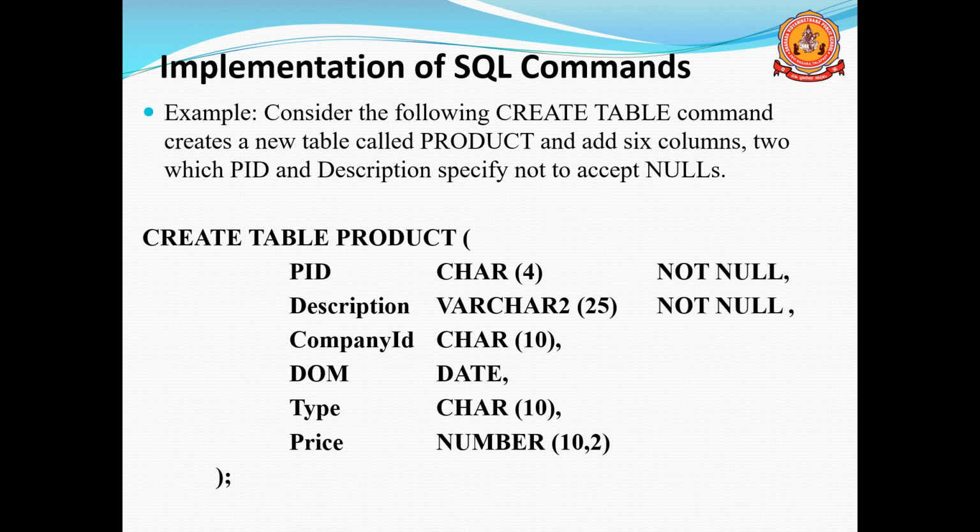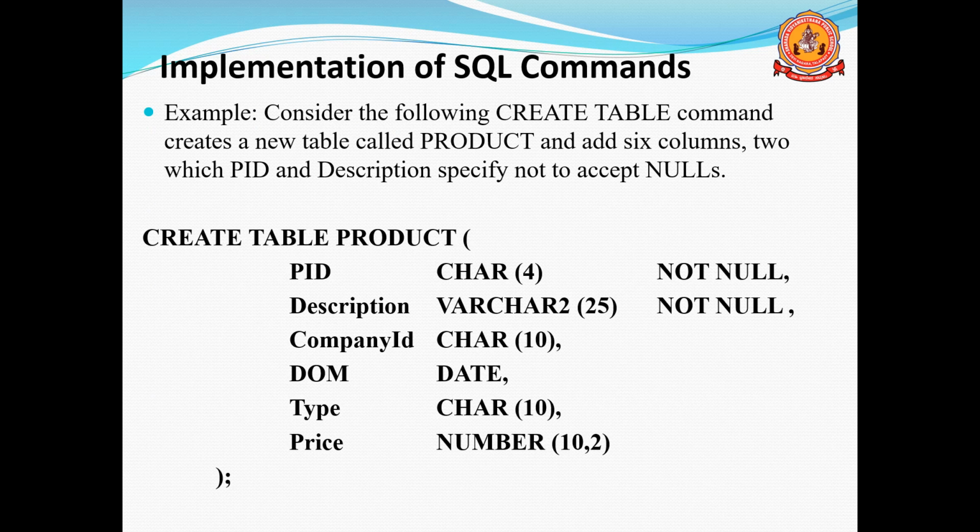Here is the example. Consider the following create table command. It creates a new table called product, with 6 columns. Two of them, PID and description, are specified not to accept null values.